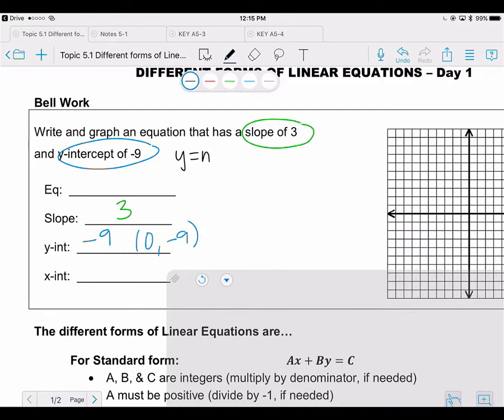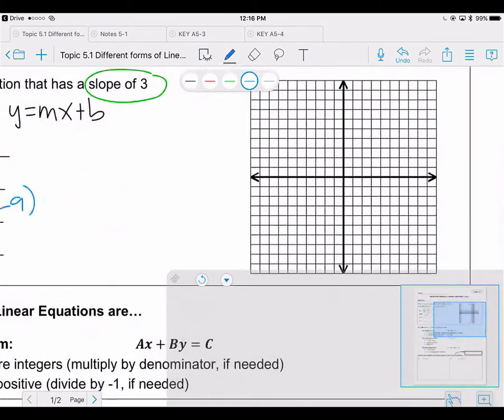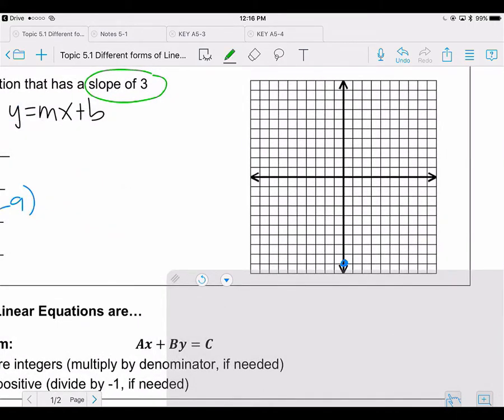Remember that when we write equations, we write y equals mx plus b, where m is our slope, which in this case is 3, m and x go together, and then plus b goes afterwards. In order to graph, we graph our y-intercept first down at -9, and then a slope of 3 means it will go up 3, right 1, up 3, right 1, up 3, right 1, and so on throughout the graph.